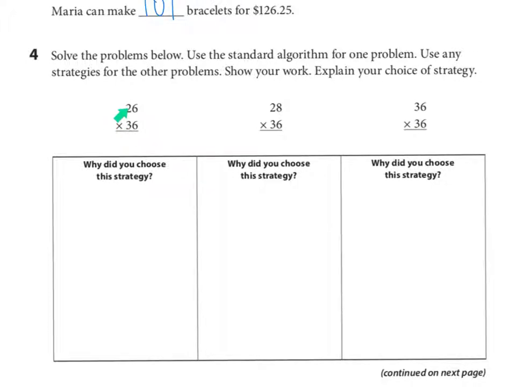This first one, I would maybe use the quarter strategy, and I would think 25 times 36. So again, I'm going to think 25 times 36 by thinking, what is 1/4 of 36? And 1/4 of 36 is 36 divided by 4. 36 divided by 4 is 9. Therefore, 25 times 36 would be 900.